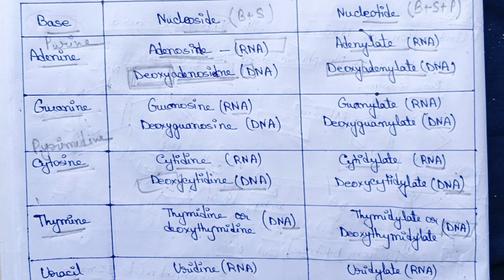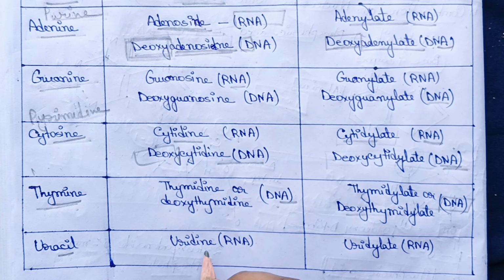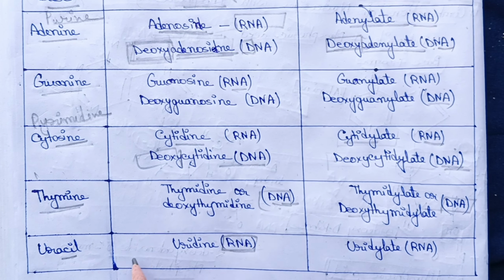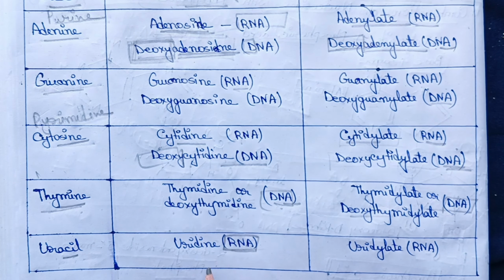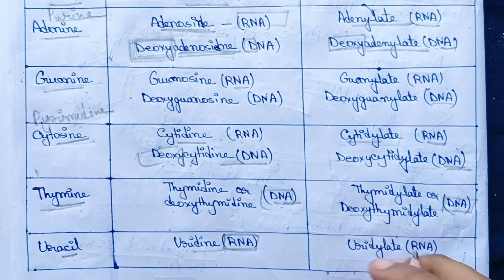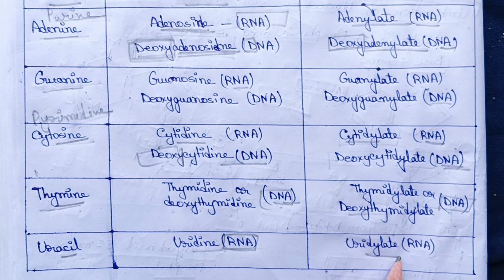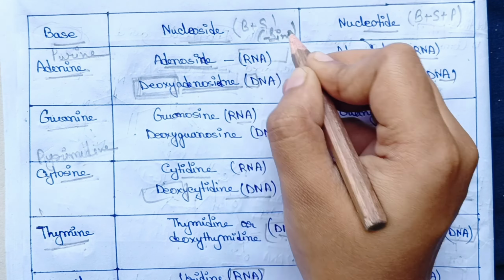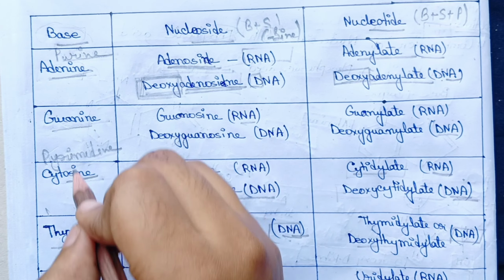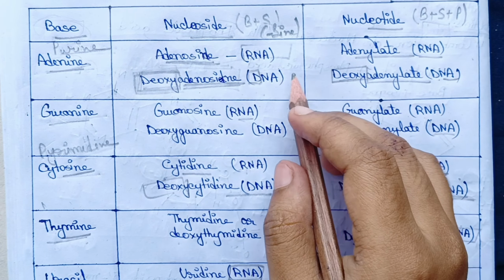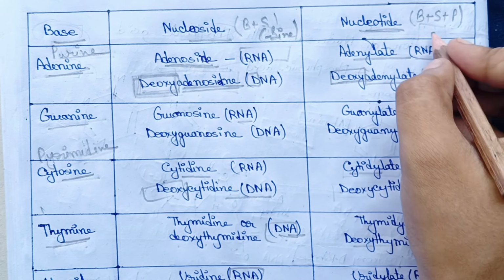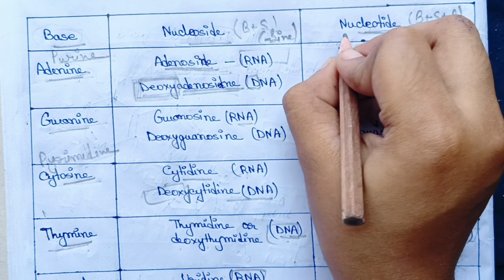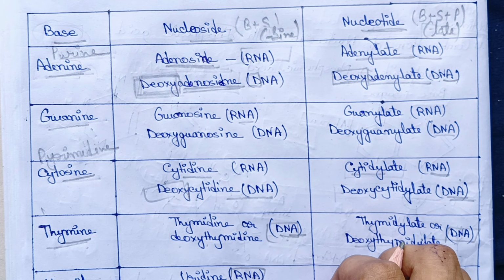in DNA. Then uracil is present only in RNA, not DNA, and thymine is present in DNA, not RNA. So for uracil, the nucleoside is called uridine, and the nucleotide is called uridylate. So in the nucleoside, there is an -sine or -ine suffix used in adenine, guanine, cytosine, thymine or uracil. And in the nucleotide, -late is added as a suffix to the purine and pyrimidine bases.